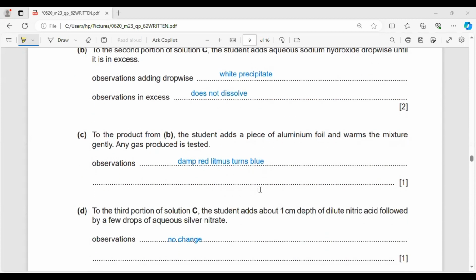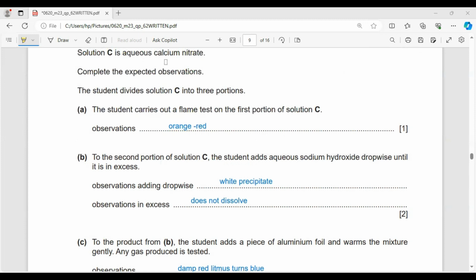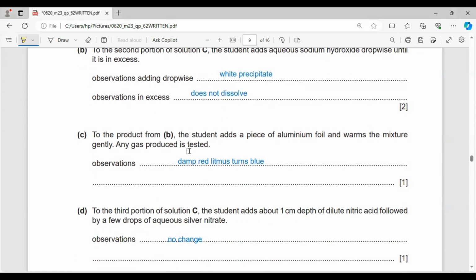To the product from B, the student adds a piece of aluminium foil and warms the mixture gently. Any gas produced is tested. So, as we have calcium nitrate, nitrate ions are present here. As we add aluminium foil to this, it will release ammonia, which will change red litmus paper into blue.